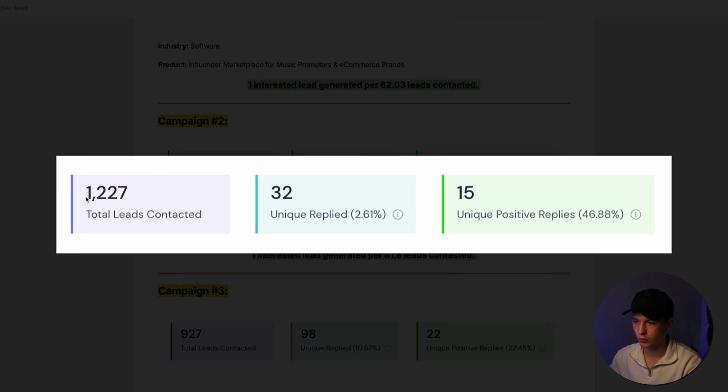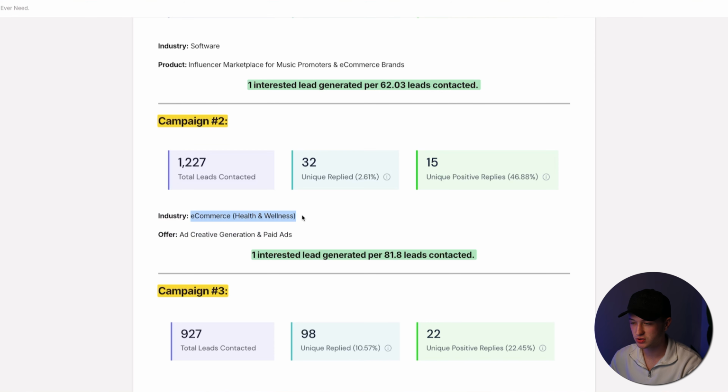After that, number 2, 1,227 leads contacted, 32 unique positive responses at a 2.5% reply rate, and then 15 unique positive responses at a 46% reply rate. This was for an e-commerce brand, so a very generic offer where we're offering ad creatives and paid ads to e-commerce brands, right? Especially health and wellness, at least for this campaign, which is why the actual size of the campaign was a little smaller. But that came out to be around one interested lead generated for every 81 leads contacted.